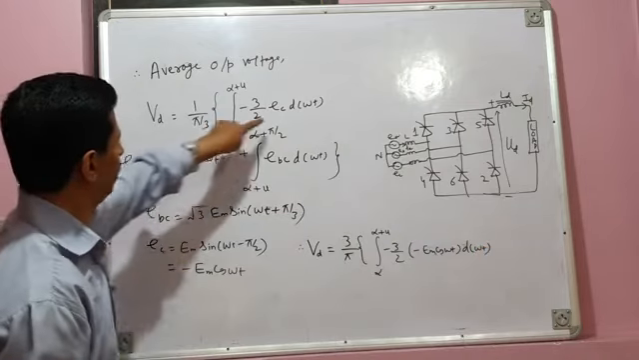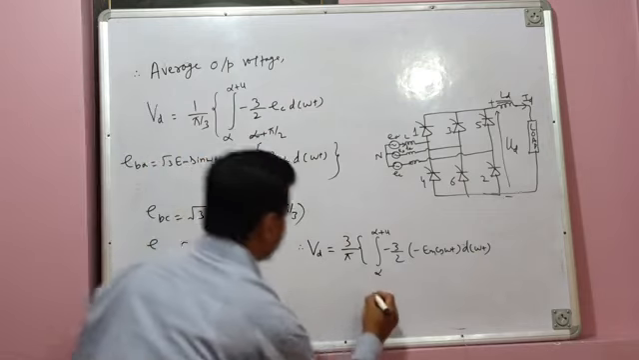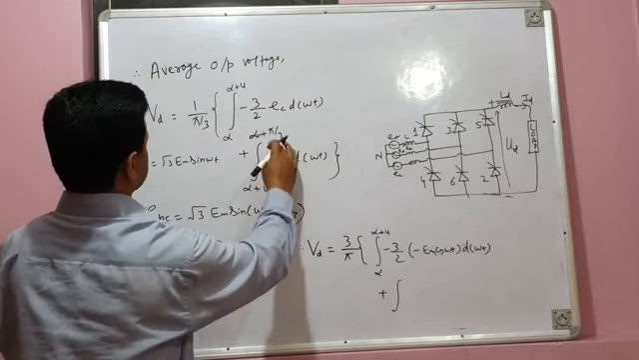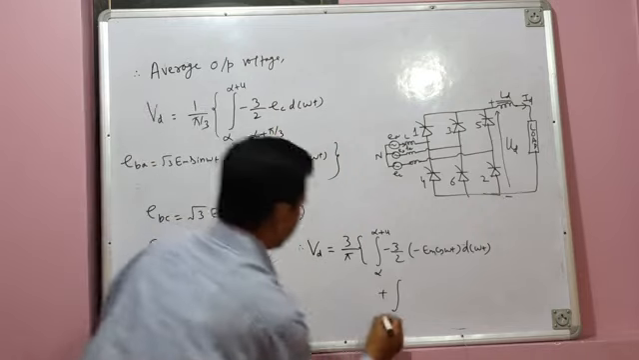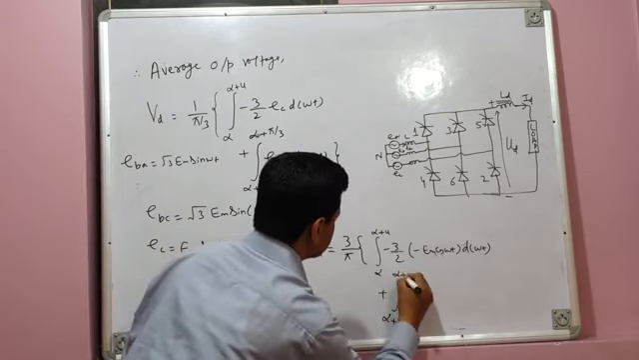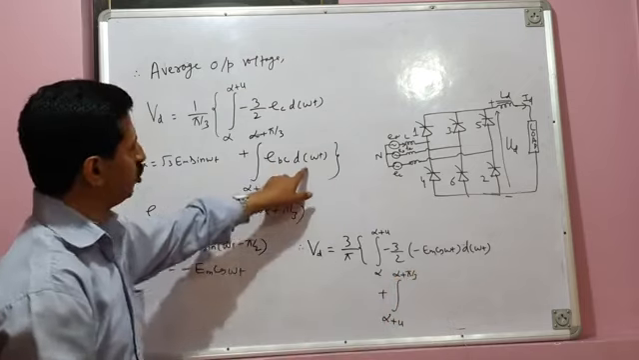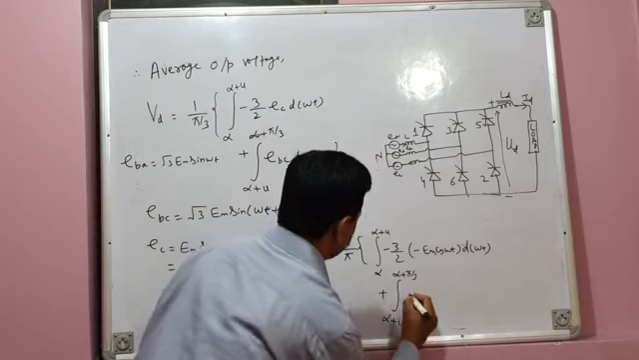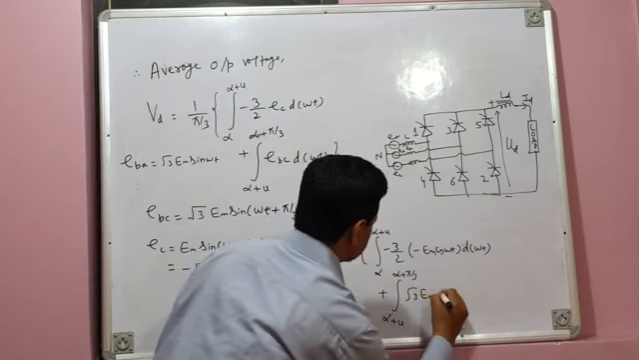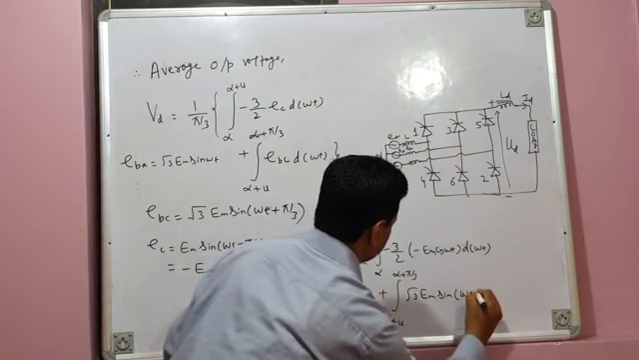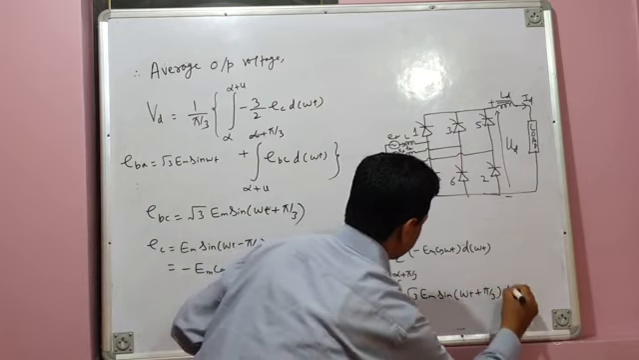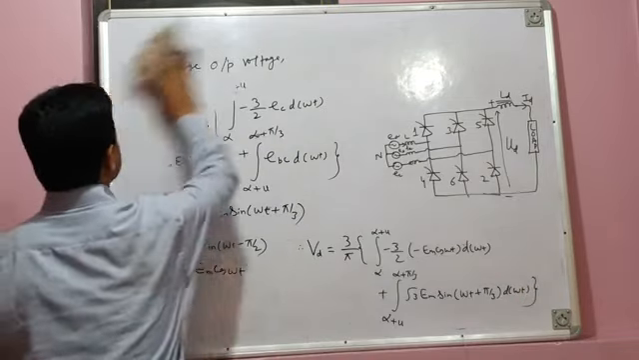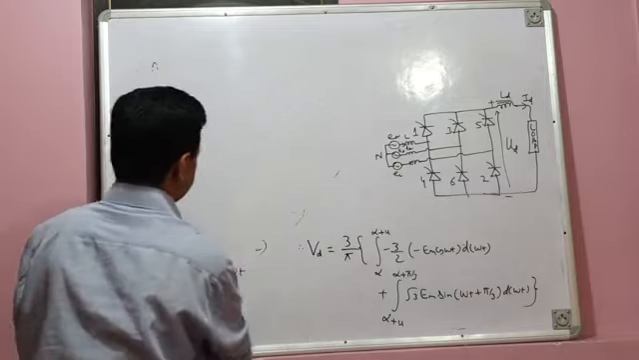Okay, this is the first integral, and the second integral is this, plus integration from alpha plus u to alpha plus pi by 3 of EBC d omega t. What is EBC? I have already got the equation for EBC: root 3 Em sine of omega t plus pi by 3. So this is root 3 Em sine of omega t plus pi by 3 d omega t. Well, let us calculate these. Let us solve these integrals.